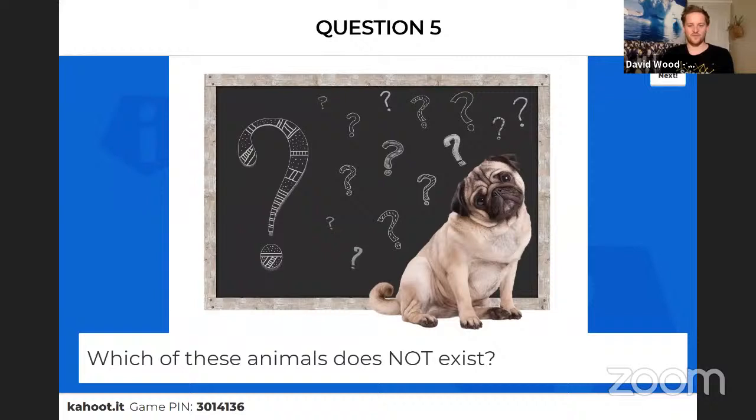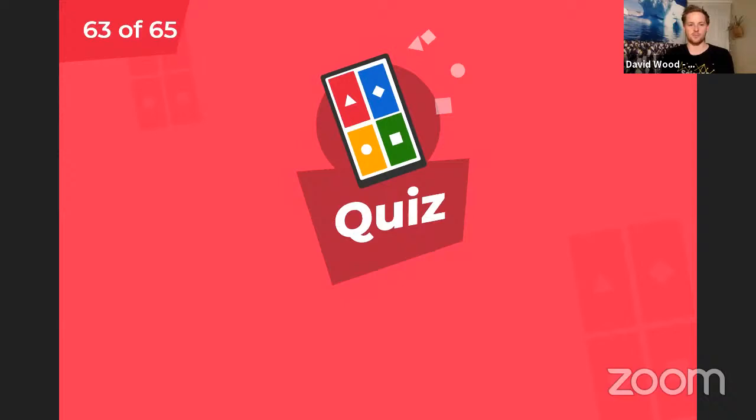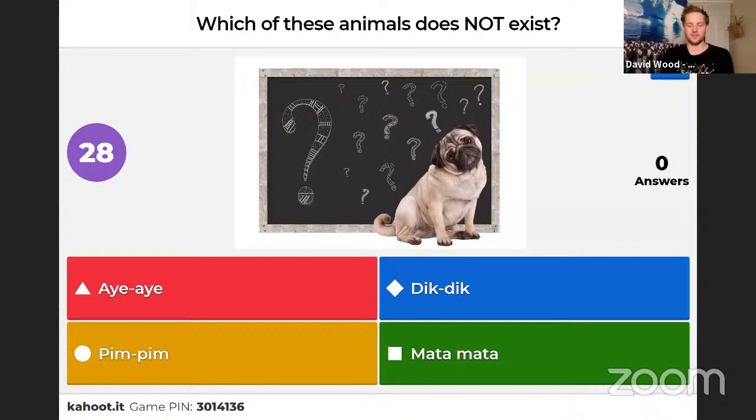Question five is going to be, which of these animals does not exist? So three of these animals will exist. Obviously, that cute pug in the picture does exist. But which of these animals does not exist? Is it an I-I, a Dick-Dick, a Pim-Pim, or a Mata-Mata?